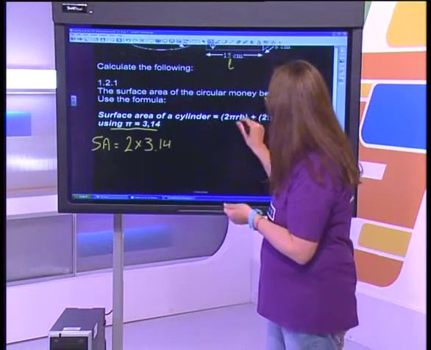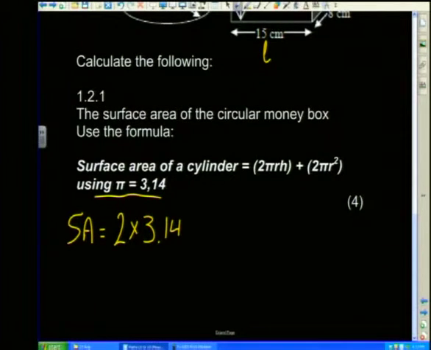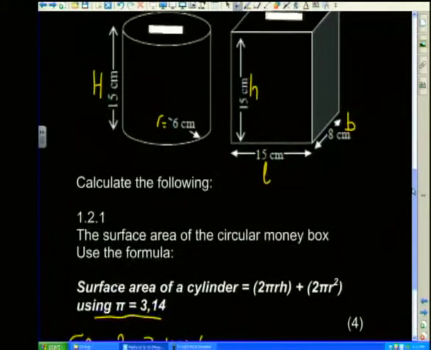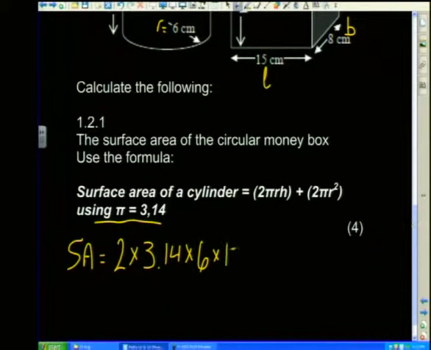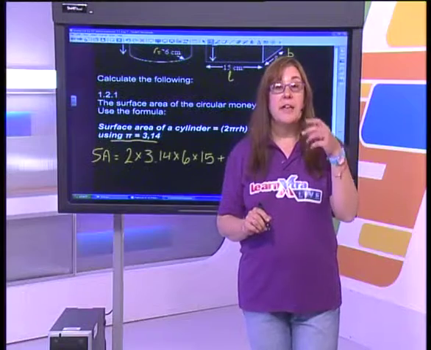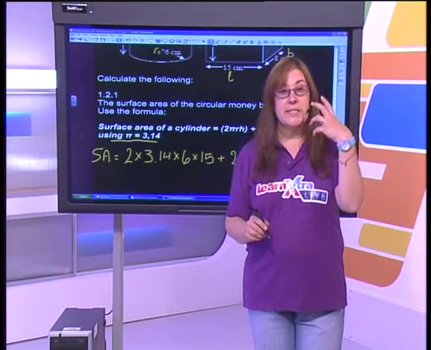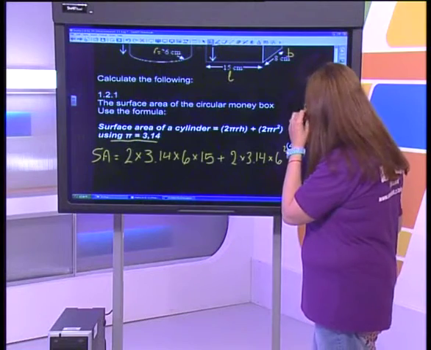So 2 times pi times my radius, which was 6, times my height, which was 15, plus 2 times 3,14 times my radius, which was 6 squared. And again, if you're using just a normal calculator, then you can say 6 times 6. So that's not a problem.